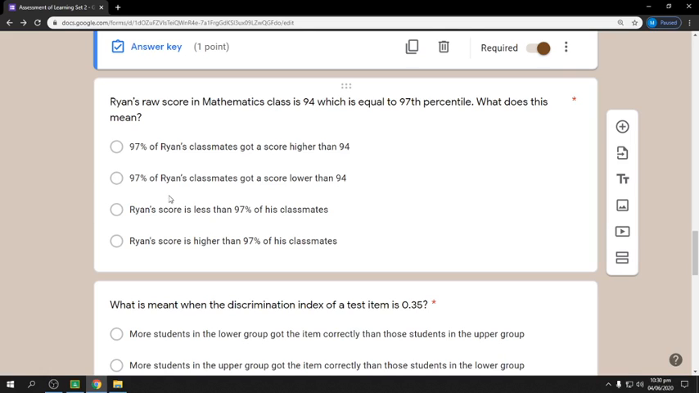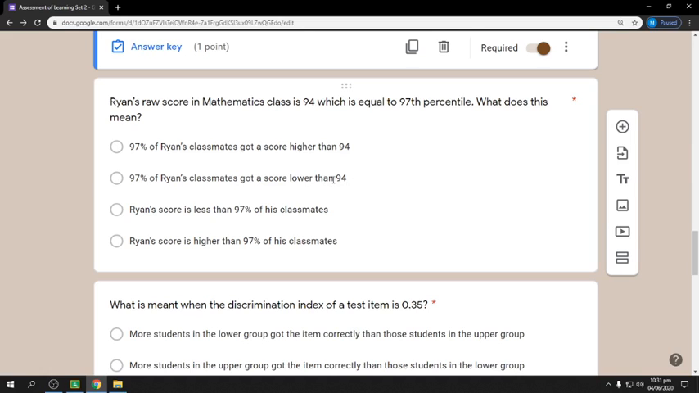B, 97% of Ryan's classmates got a score lower than 94. Well, this actually makes more sense because, for example, if Ryan's score is 94 out of 100, then this means that most of Ryan's classmates, or 97% of them, scored below 94. This actually does make sense, right? So I would choose B using that logic.